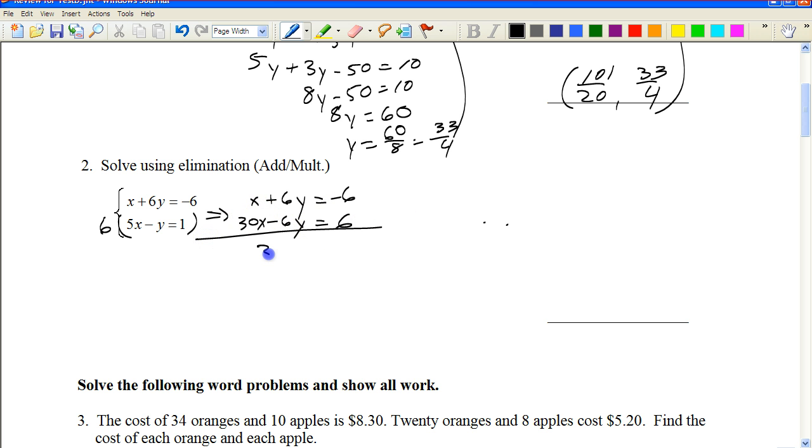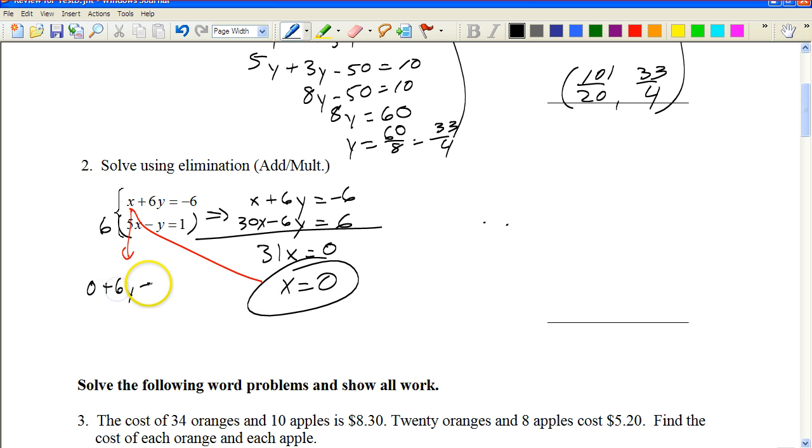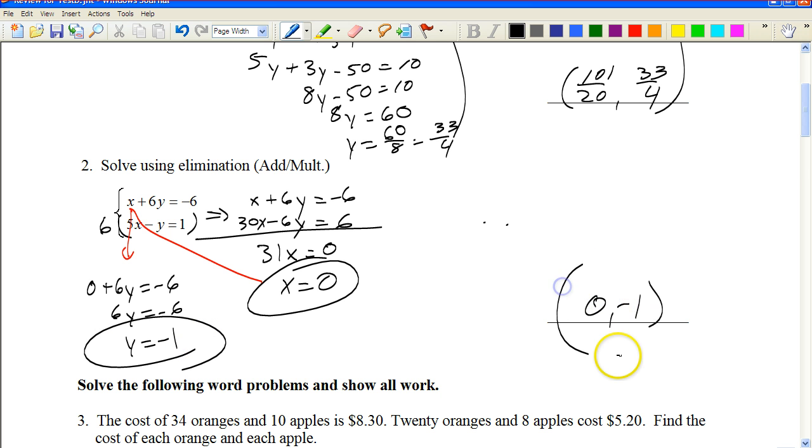And then we add that, so we get 31x equals 0, divided by 31, x equals 0. And that's okay if we get x equals 0, guys. Now what we're going to do is take this and put it back into the original. I think the first original is the easiest. So we get 0 plus 6y equals negative 6. 6y equals negative 6, divided by 6, y equals negative 1. So that's going to be our answer. We have our answer of 0 and negative 1 is our solution.